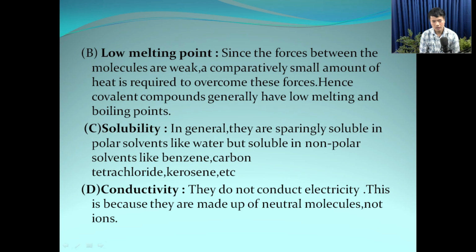Now let us see D, conductivity. They do not conduct electricity. This is because they are made up of neutral molecules and not ions. We know that covalent substances are made by sharing of electrons. That means there are no free electrons to move around. In electrovalent or ionic substances, there are free electrons which can move around and they can carry charges. But in covalent substances, there are no free electrons. That is why they do not conduct electricity.